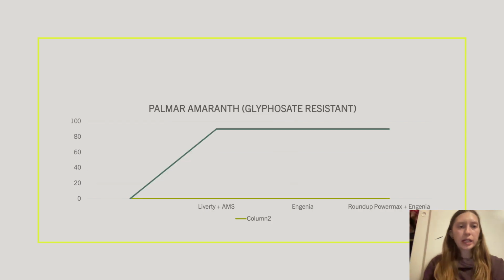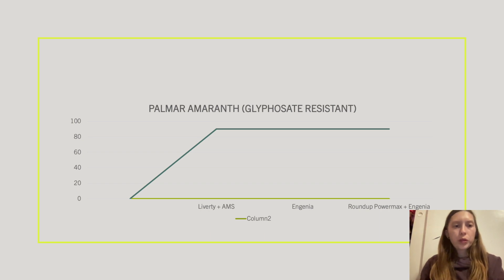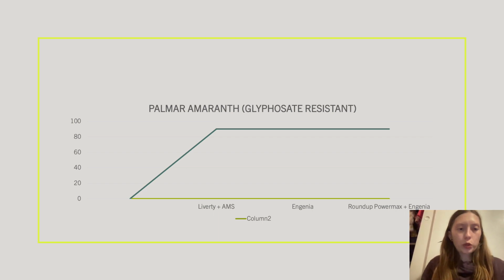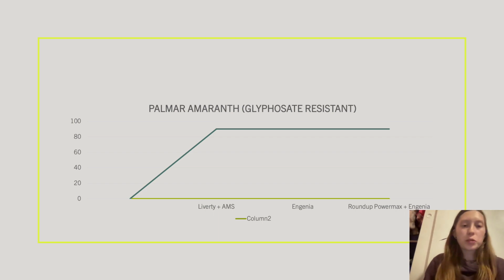Similarly, when we're looking at the Palmer amaranth that is resistant, we see a 90% effectiveness across these three treatment plans: the Liberty Plus AMS, the Engenia, and the Roundup PowerMax Plus Engenia. It's similar to the last slide because we're looking at the same control groups. So with this one, it is exactly the same as the previous slide. We are going to go with the price that is the less expensive.